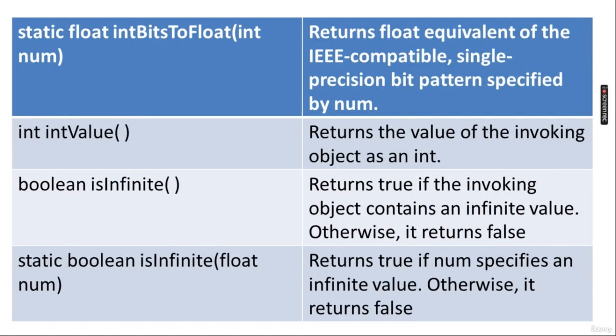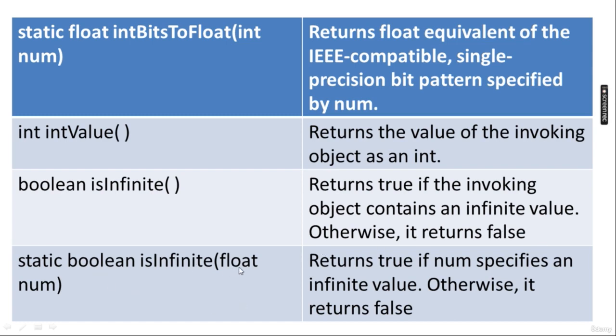Then static float intBitsToFloat(int number). It is the float equivalent of the IEEE compatible single precision bit pattern specified by number. So any number that you specify, it will return its IEEE compatible single precision bit pattern, and its float equivalent will be returned here. intValue returns the value of the invoking object in integer format. Boolean isInfinite returns true if the invoking object contains an infinite value, otherwise it will return false.